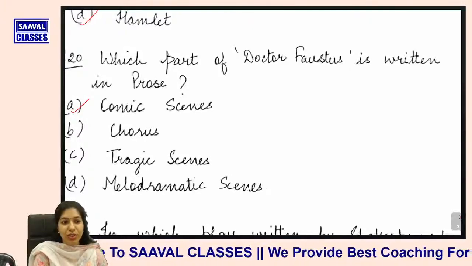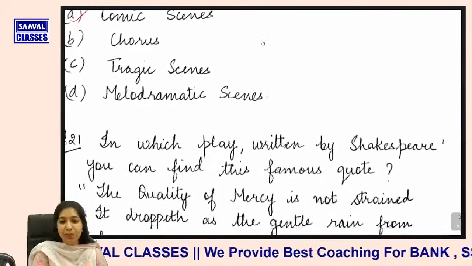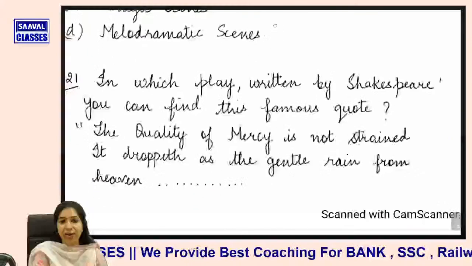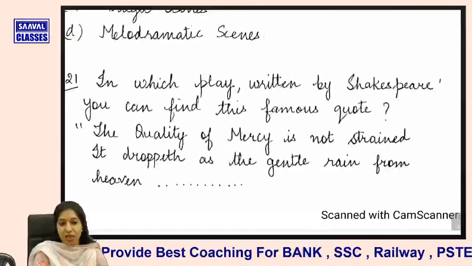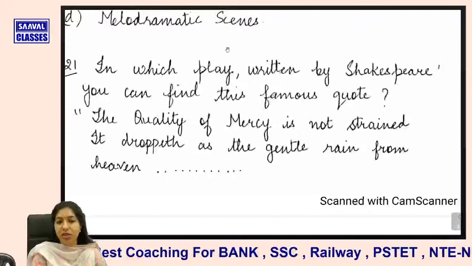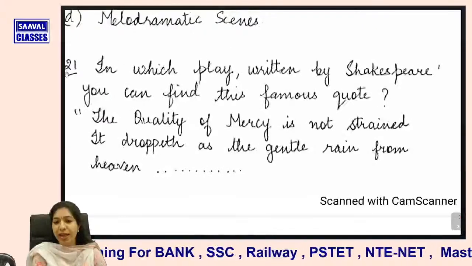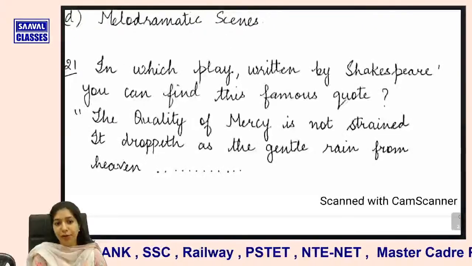Moving on to the next question, in which play written by Shakespeare can you find this famous quote? The quality of mercy is not strained. It droppeth as the gentle rain from the heaven.